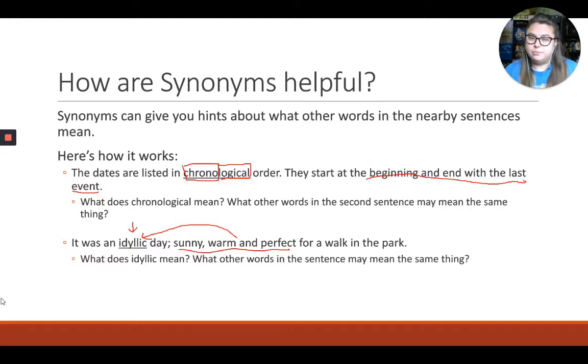That fits too. So when I'm replacing this word with a synonym, it helps me to see that I now know that idyllic means beautiful or perfect. That's a good way to figure out that word meaning. So what we want to remember is that synonyms mean the same thing, and we can replace them in sentences to find word meaning.